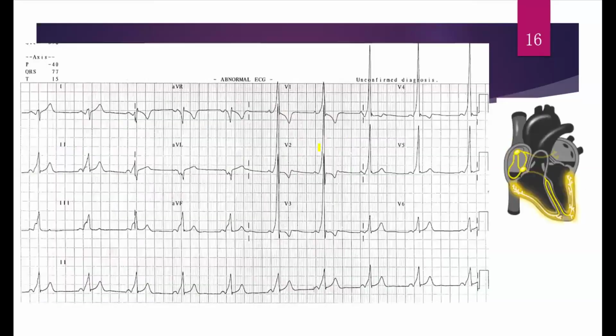This is what you have. You have impulses that are coming through the aberrant pathway causing the delta wave, and then you have the normal QRS. So what you have is the PR interval is shorter, and then you have a wide QRS.